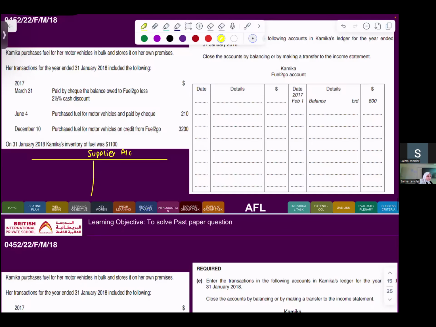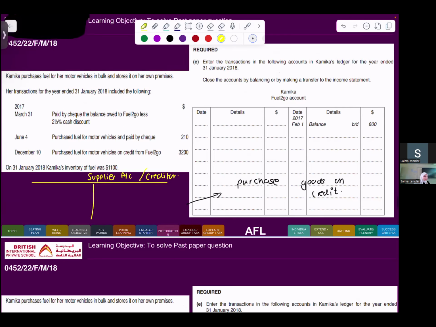Now I'm teaching you how to make a supplier account. Supplier account is also called a creditor account. And you should know that from our supplier, we normally purchase goods on credit. So since I purchase goods on credit, if asked to make a supplier account or a customer account, you need to see what you're asked to make. Since this is a supplier account, I'm going to teach you the format of the supplier account.